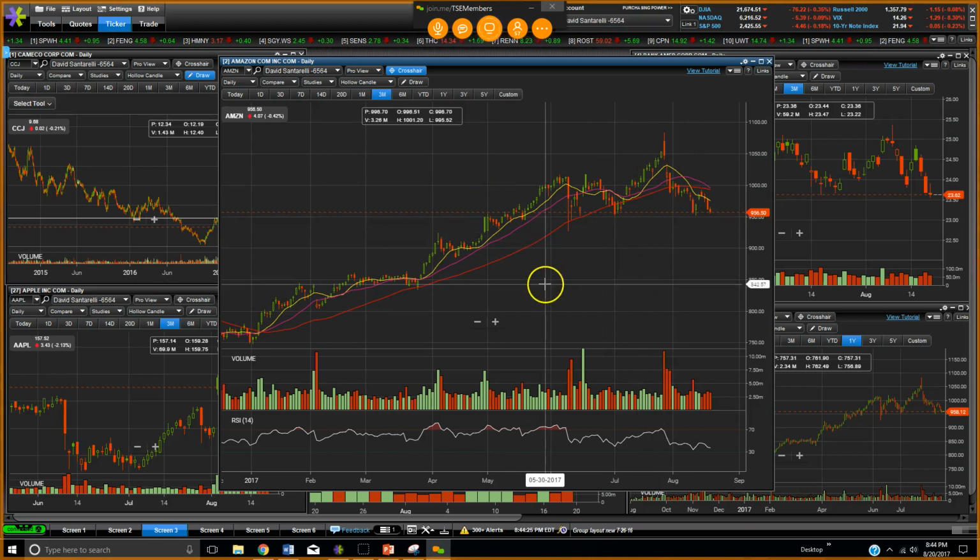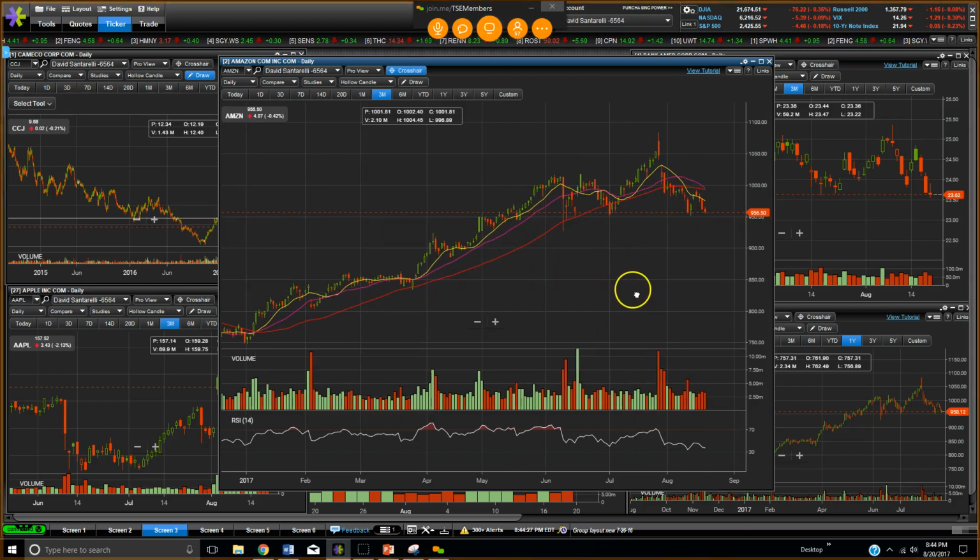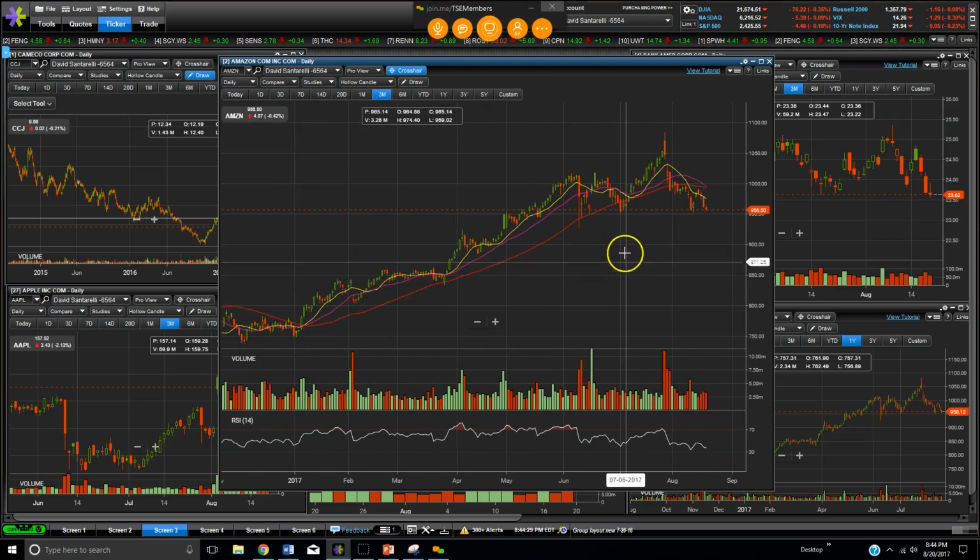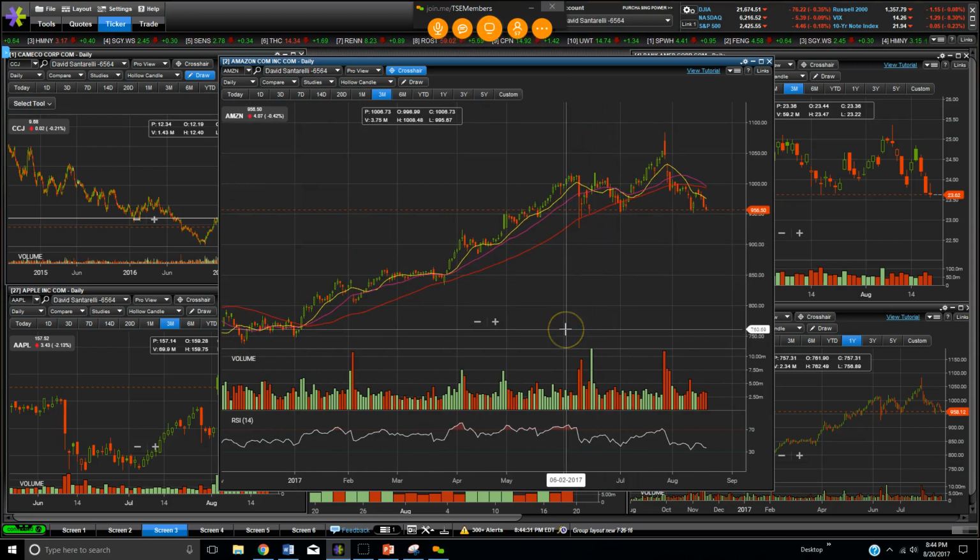So support and resistance levels. Let's go over this now. Right now, if you're looking at this chart, you should see something major sticking out to you. Let me share this.